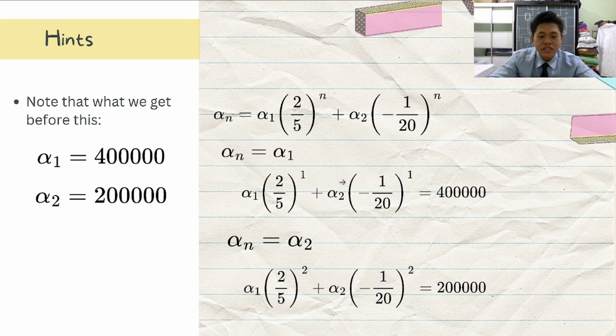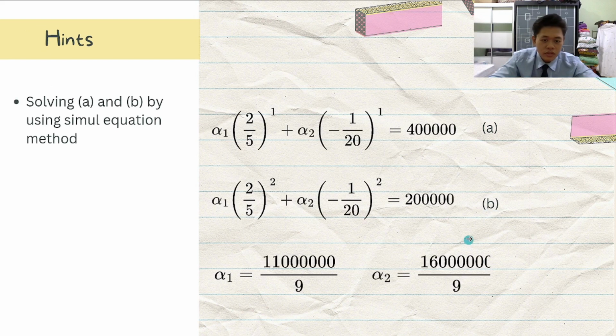The problem here is we don't know the values of A_1 and A_2. But note that what we got before is a_1 = 400,000 and a_2 = 200,000. So we can assign n = 1, and it should be like this, and n = 2, and it should also be like this. Then try to solve these two equations by using the simultaneous equation method, and you will get A_1 = 11,000,000,000/9 and A_2 = 16,000,000,000/9.